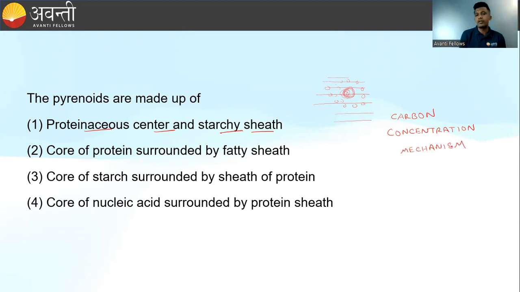Okay, carbon concentration mechanism, or CCM as we call it. It helps the chloroplast get an abundant amount of carbon dioxide to perform photosynthesis. So our first option is right. Pyrenoids are proteinaceous centers on a starchy sheath.